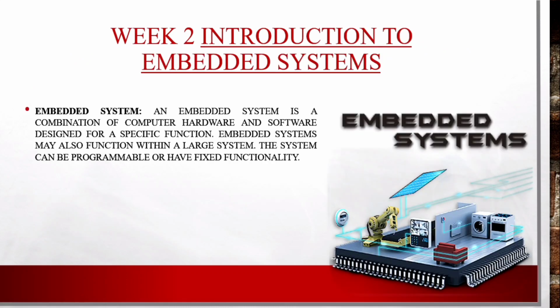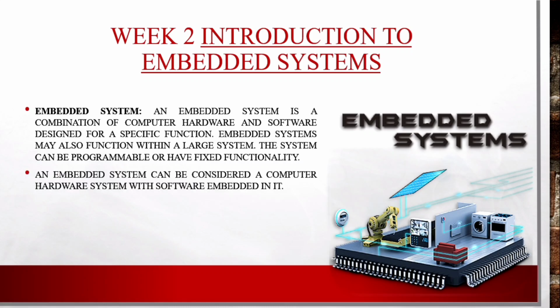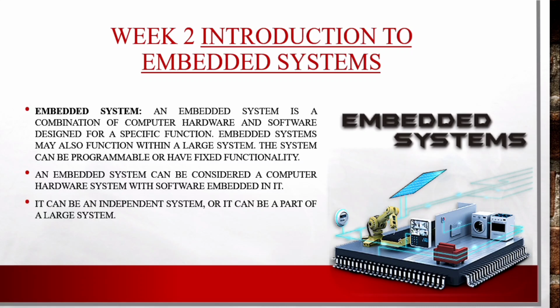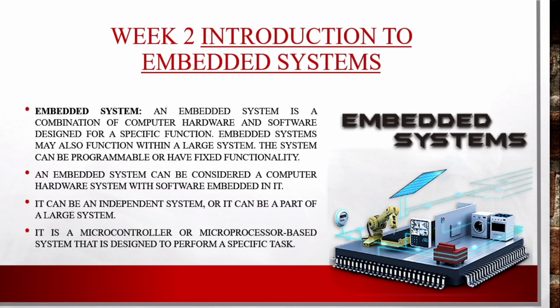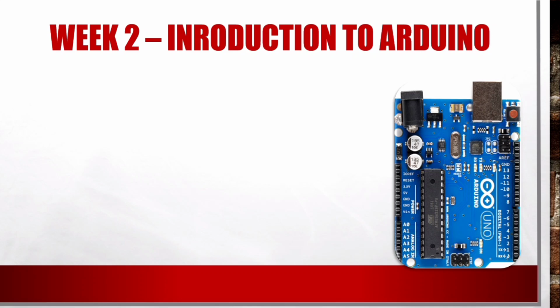Embedded systems. The next topic is embedded systems. An embedded system is a combination of computer hardware and software designed for a specific function. An embedded system can also function within a larger system and can be programmed with fixed functionality. It can be considered a computer hardware system with software embedded in it. It can be an independent system or part of a larger system. It can be microcontroller or microprocessor based, depending on the system design, used for a particular preferred task.